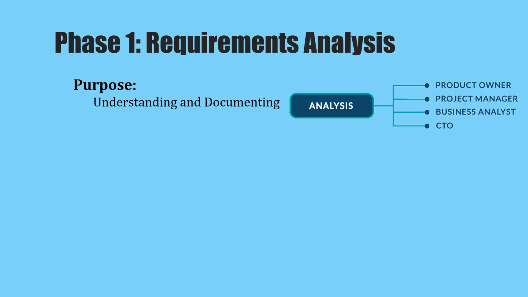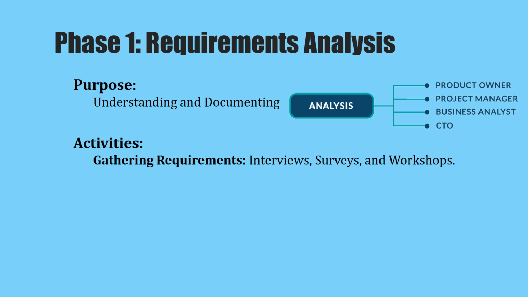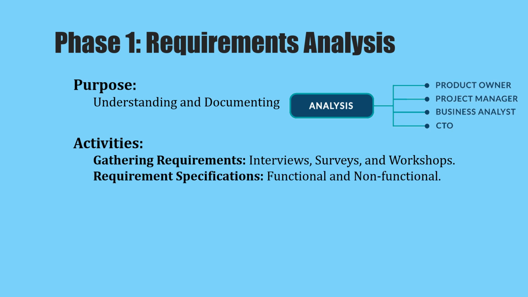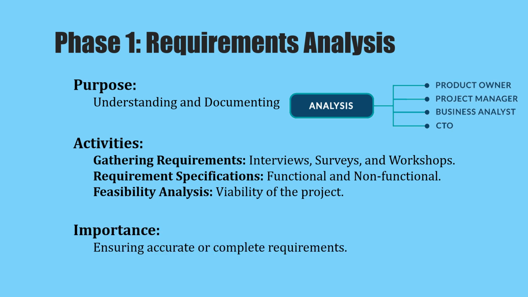Phase 1, requirement analysis. The purpose is understanding and documenting what the software needs to do. Activities are gathering requirements from stakeholders through interviews, surveys, and workshops, creating requirement specifications that detail functional and non-functional requirements, and conducting a feasibility analysis to assess the technical and financial viability of the project. The importance is to ensure that the software meets user needs. Inaccurate or incomplete requirements can lead to costly changes later.